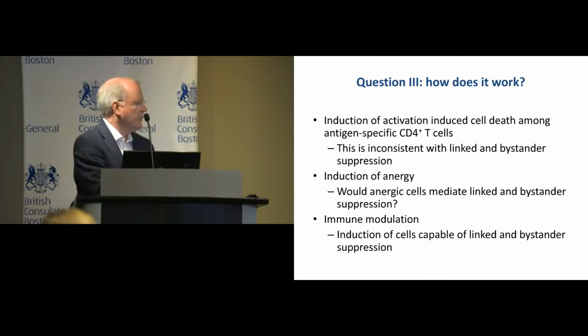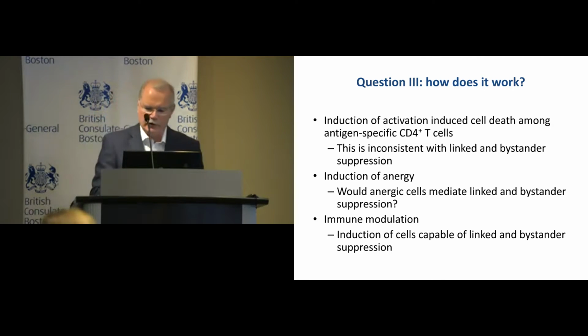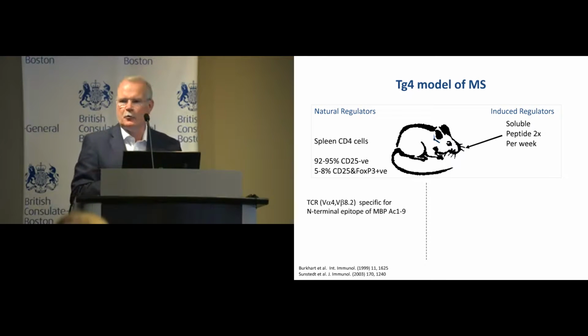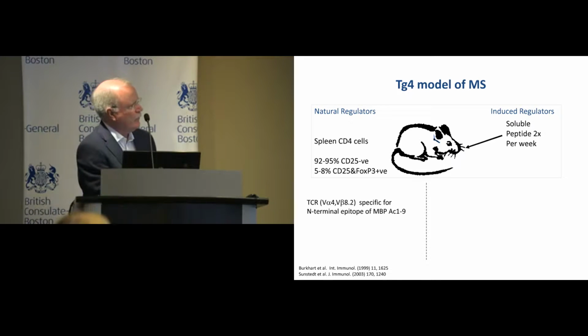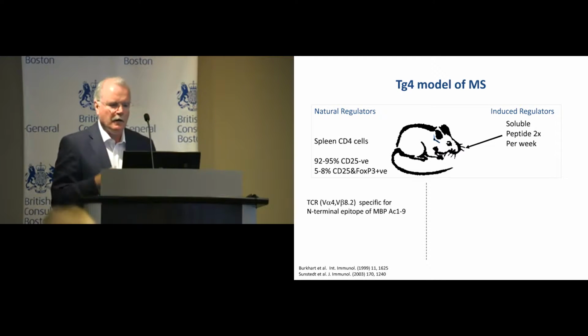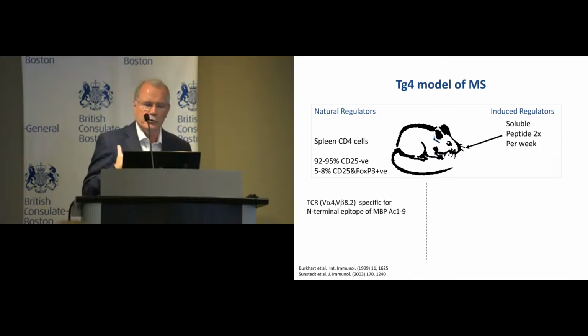Finally, are we modifying the function of cells so that they're now capable of inducing linked and bystander suppression? Now, much of the mechanism of this has been worked out using animal models, and I completely defend their use, because without these animal models we couldn't work out the mechanisms involved, and without knowing the mechanisms it would be virtually impossible to take this approach through into the clinic.